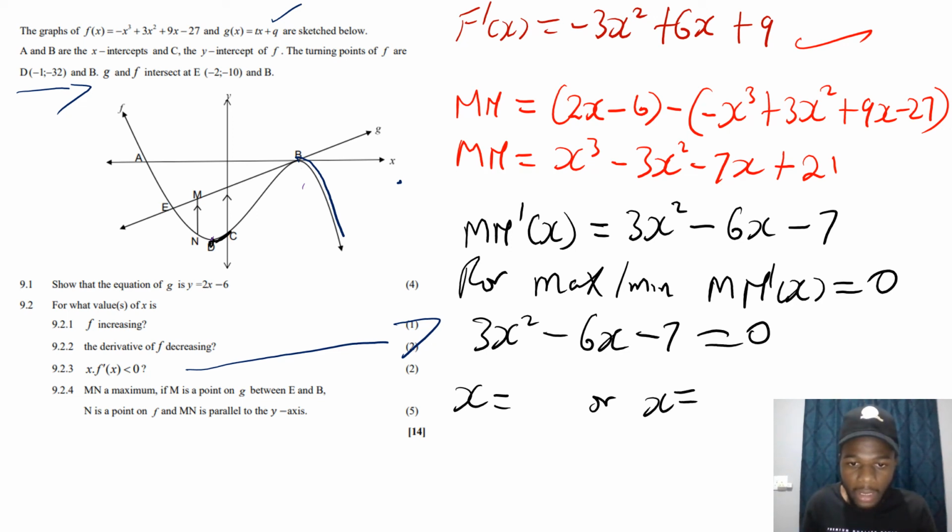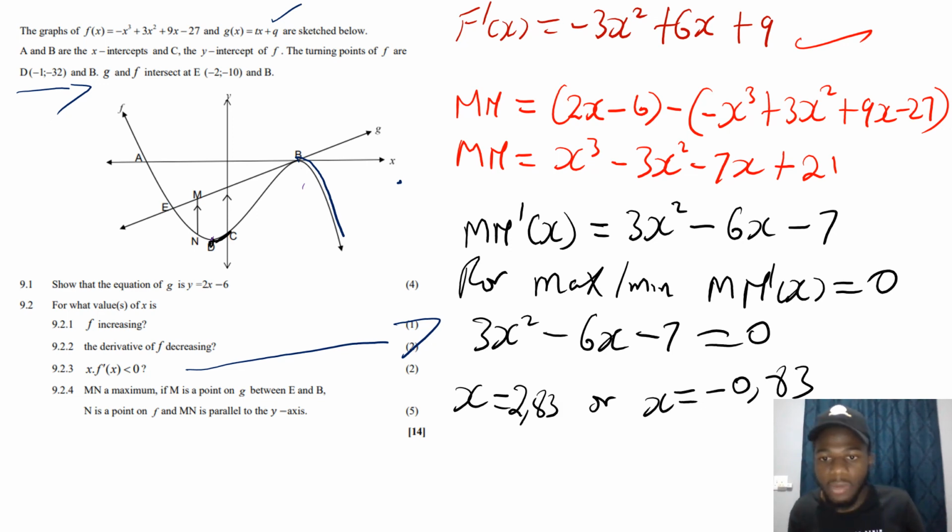I think we're going to get 2,83 or negative 0,83. You can go and confirm, I'm not sure. Okay, so this will be our values of x. Then we are done with that one. We are done with this question.